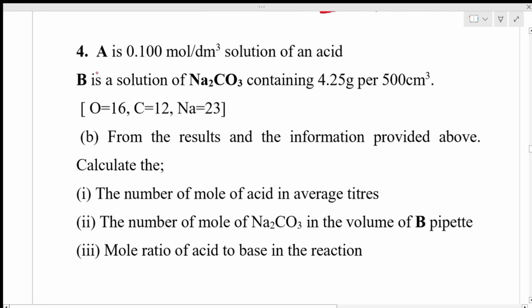By special grace of God, we're almost getting to the end of the class. Let's look at number 4. This number 4, the student needs to pay absolute attention.